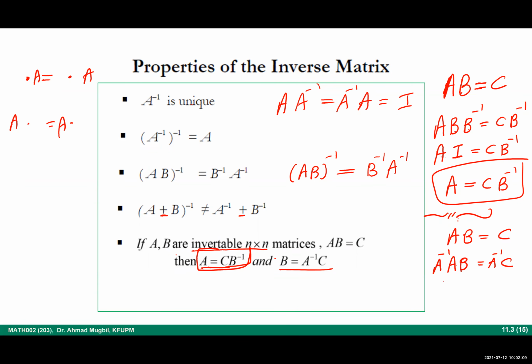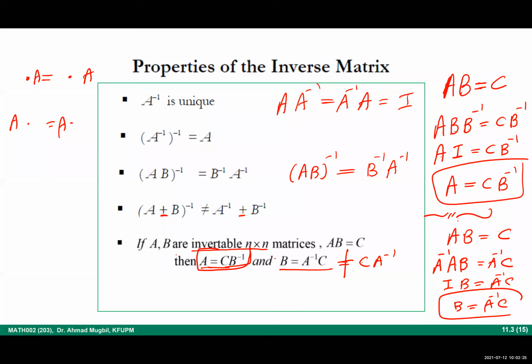Now A inverse times A is the identity, and this will be A inverse C. So B equals A inverse C. This is B. Be careful, shabab. If you said that B is C A inverse, this is wrong, because these are not equal. The multiplication is not commutative.